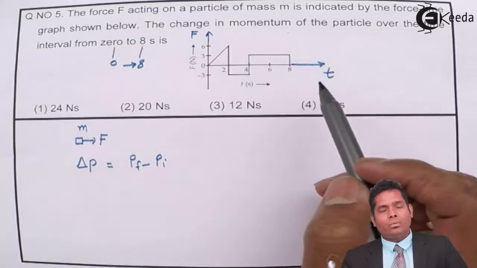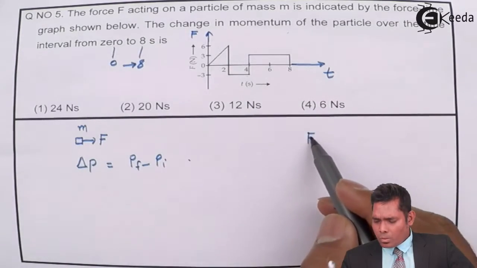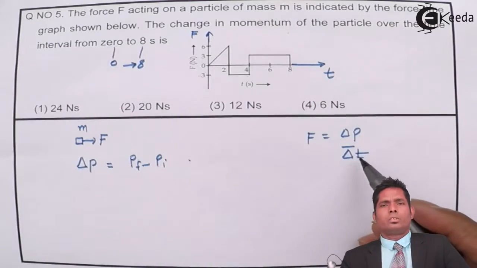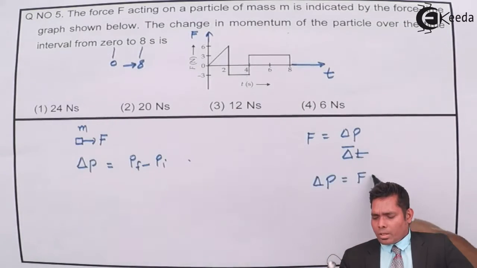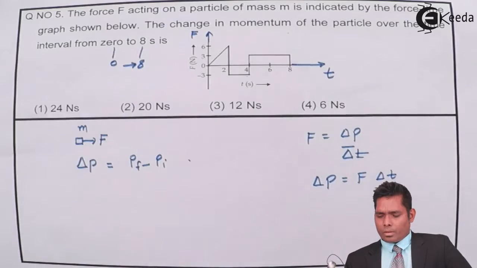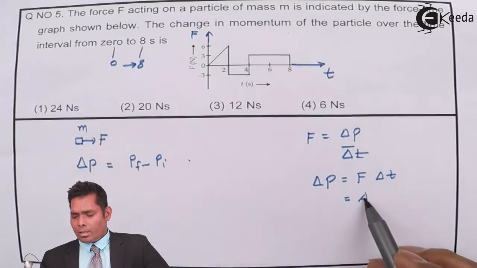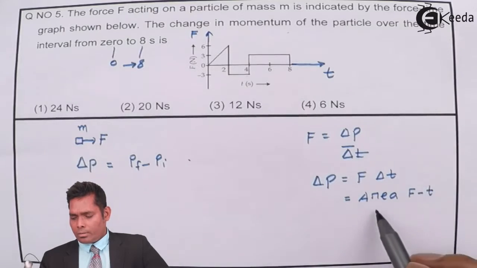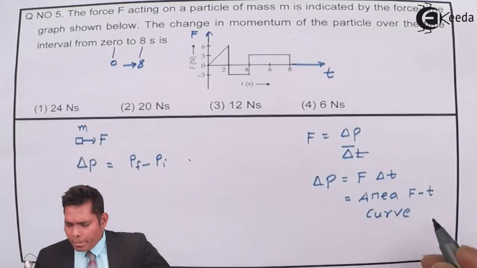So in the FT graph, as we know, force is change in momentum divided by the time interval for the change in momentum. So this change in momentum can be written as force times the change in time, that is F delta t, and this is nothing but the area of the FT curve. The area under the FT curve gives you the change in momentum.